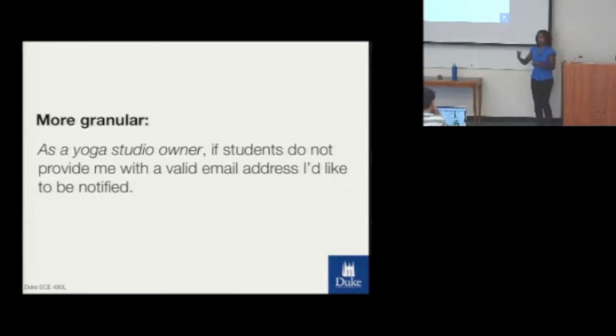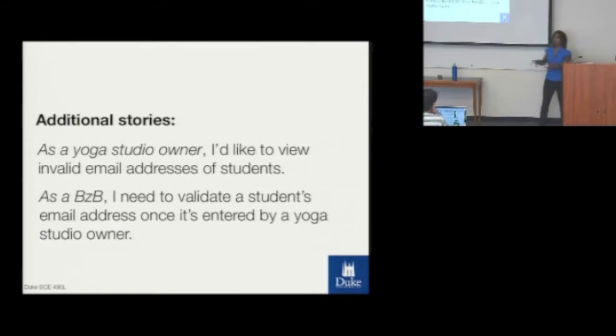Now, sometimes you have to get even more granular than that, right? So in this case, as a studio owner, if students don't provide me with a valid email address, I'd like to be notified. Now the studio owners also expressed another preference, where they don't just want to take the email, they want to make sure that their students aren't just giving them some hokey email. So now you're going to have to add an additional story here that says, as a busy bee, I need to validate a student's email address once it's entered into the system by a studio owner. So once again, we're getting more stories here.